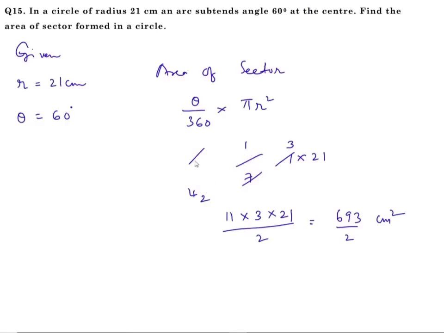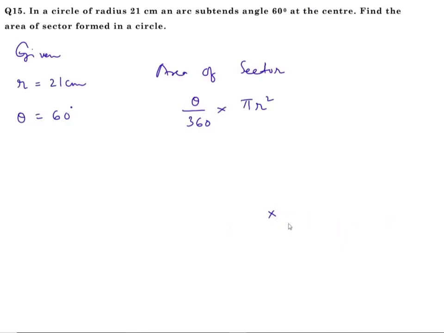Sorry students, I have made a mistake here. Let me solve this again. Since it's a live session, I have made a mistake. I'll correct it. What is theta? 60 divided by 360 into pi value is 22 by 7 into r, which is 21 into 21. 0 0 it cancels. 6 ones are 6.